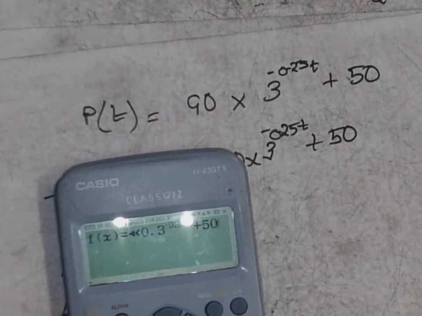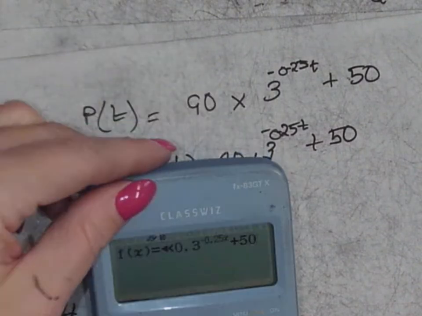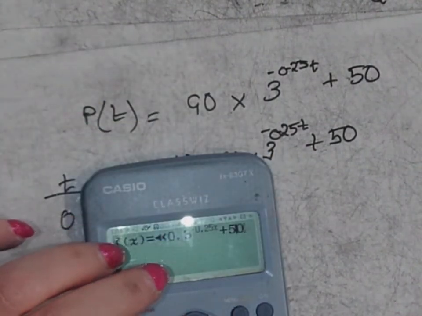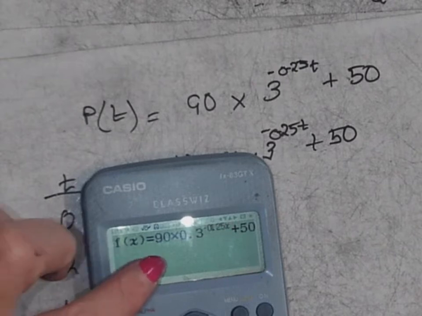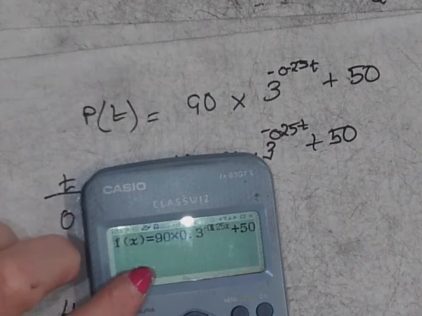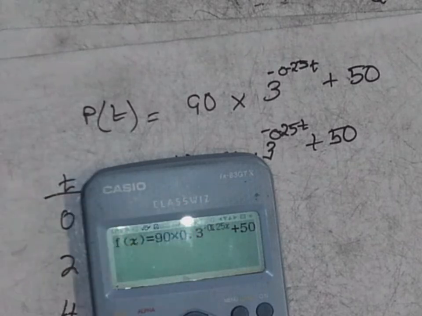So that's what it should look like when it's in. Because it's longer, you can see there's a 90 multiplied by there at the start. So it's 90 multiplied by 0.3 to the power of minus 0.25x, and then bring down your cursor so you can do a plus 50. Have we all got it?